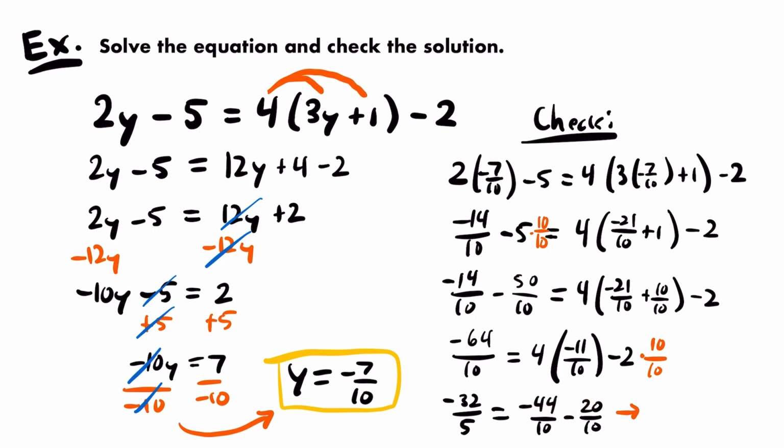So what we get here is negative 32 fifths is equal to negative 64 tenths. But as we've already shown over here, negative 64 tenths does reduce to negative 32 fifths. And so both sides of the equation here are equal. We get negative 32 fifths on both sides, which means that our solution is correct.